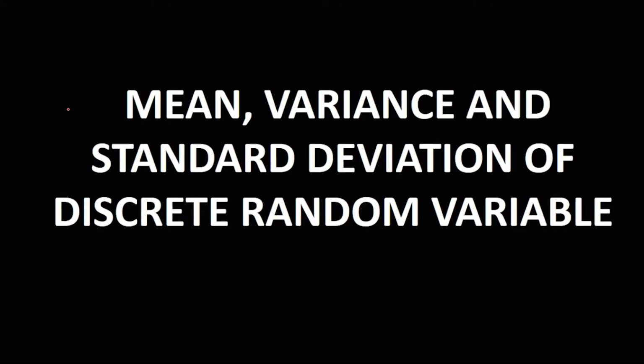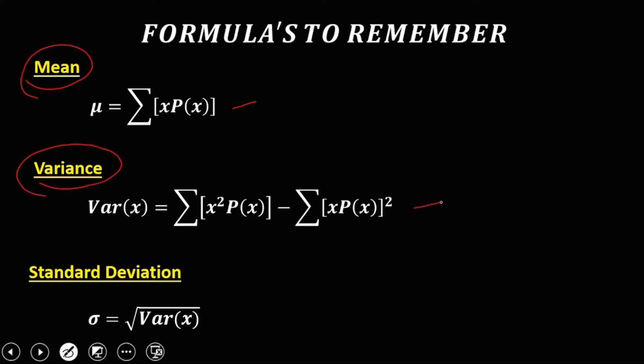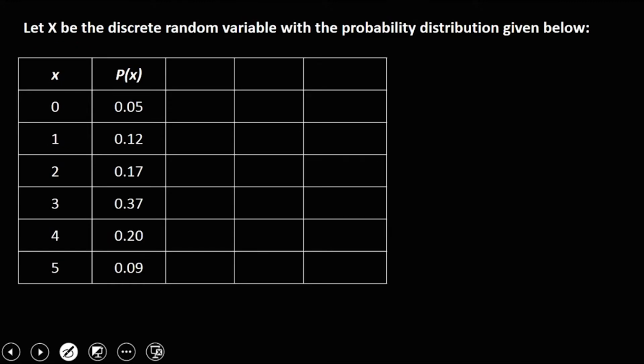Okay, so finding the mean, the variance, and standard deviation of a discrete random variable. So these are the different formulas we're going to use in solving for the mean, this formula, for the variance, this formula, and for the standard deviation, that's the square root of the variance. So we have this given: let x be the discrete random variable with the probability distribution given below.